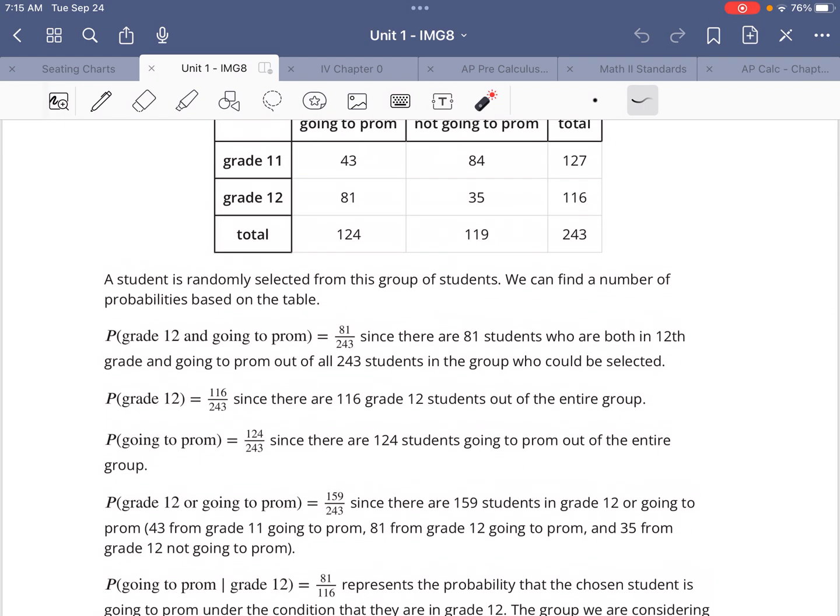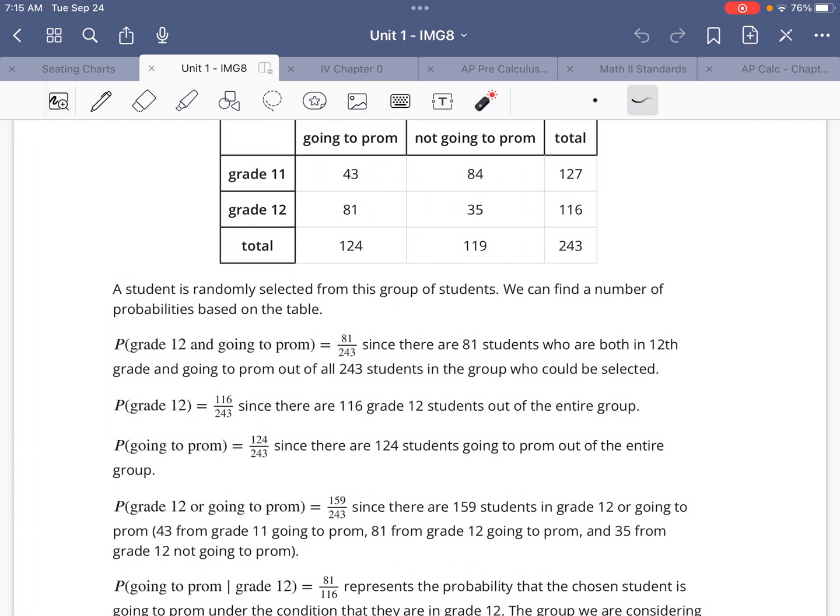Now, the probability of grade 12 or going to prom. What we're going to do is look at all of the numbers in boxes for either grade 12 or going to prom. So it's these three boxes. And if we add those three together, we get 159 out of our total of 243.